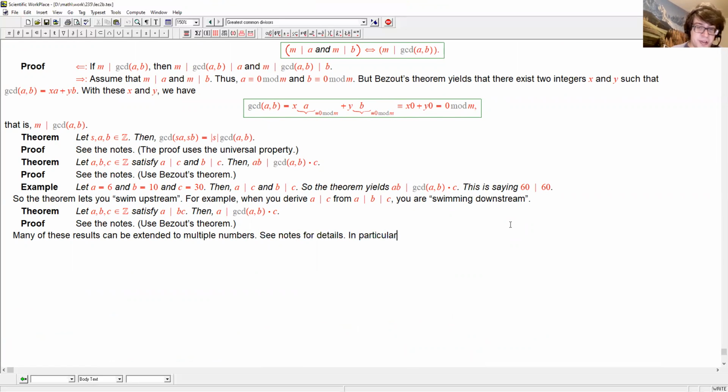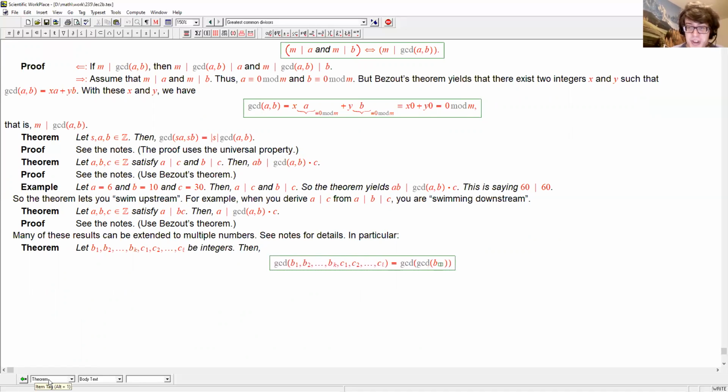In particular, this is perhaps the most important theorem about multiple GCDs. If you have two sets of integers, then the GCD of taking all of them together is the GCD of the GCD of the one set and the GCD of the other set. I cite the proof. I don't actually give it, but it's not hard once you have Bezout.